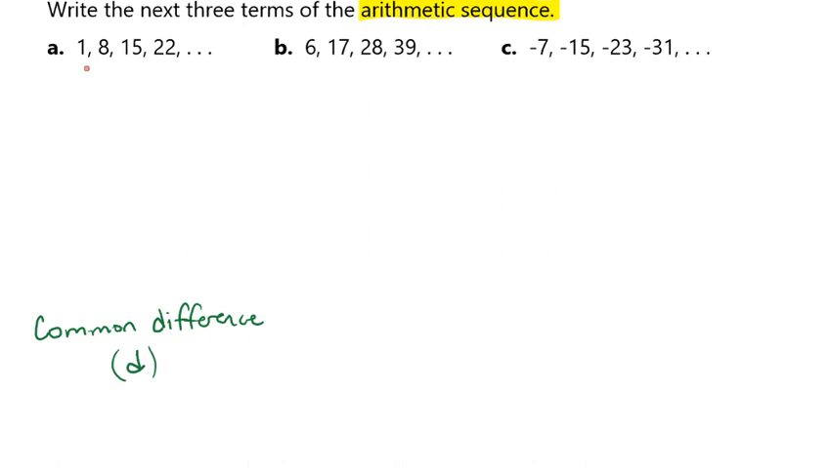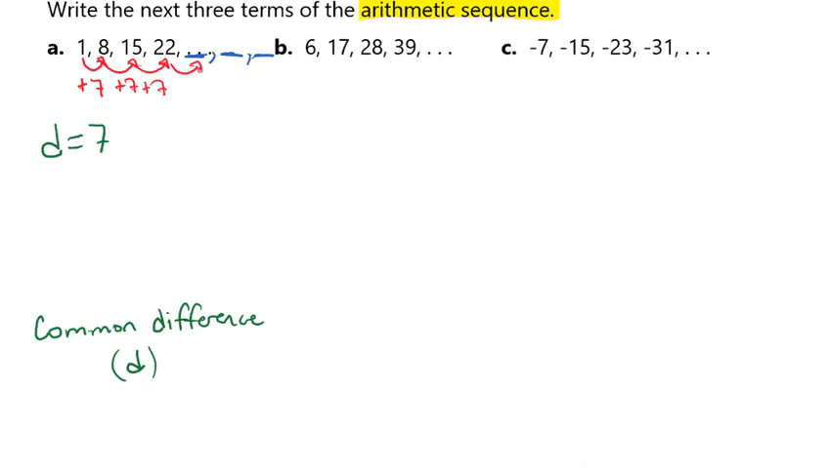So how do we get from a 1 to an 8? Well, we add 7. How do we get from 8 to 15? We add 7. And from 15 to 22? We add 7. So here we see that our common difference is 7. So what that means is to find the next 3 terms, 1, 2, 3, might run out of room there, we need to add 7.